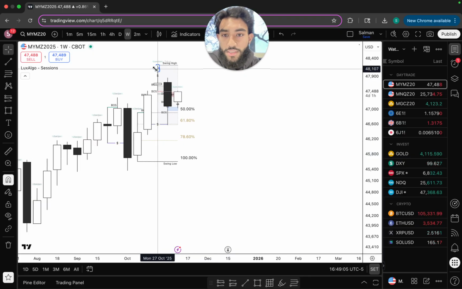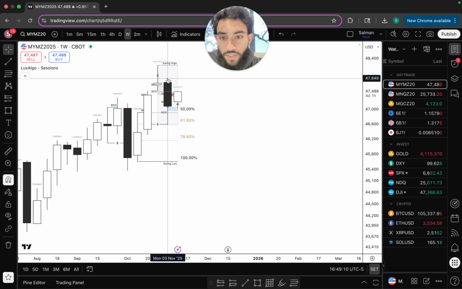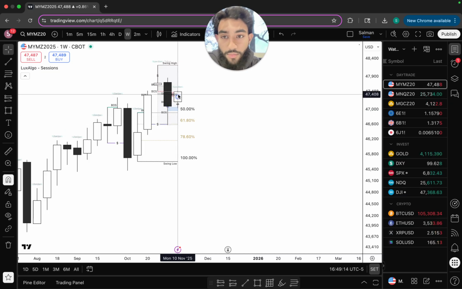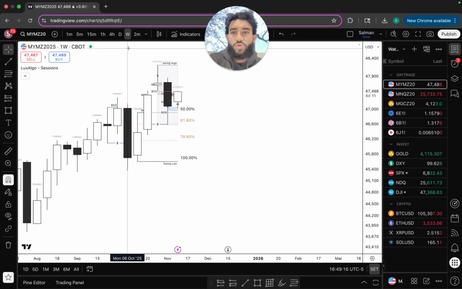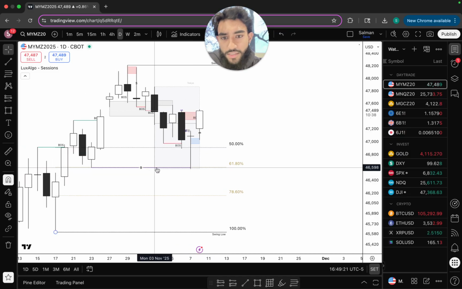Weekly, we could see right here there was a rejection, and then this week price went down, left a wick, and then came here. This is just what you could see. It's not really that important. I just take a glance. Daily, this is the important stuff.